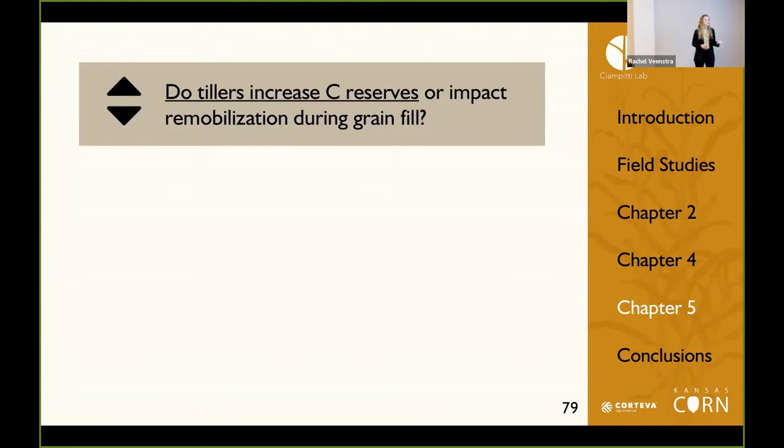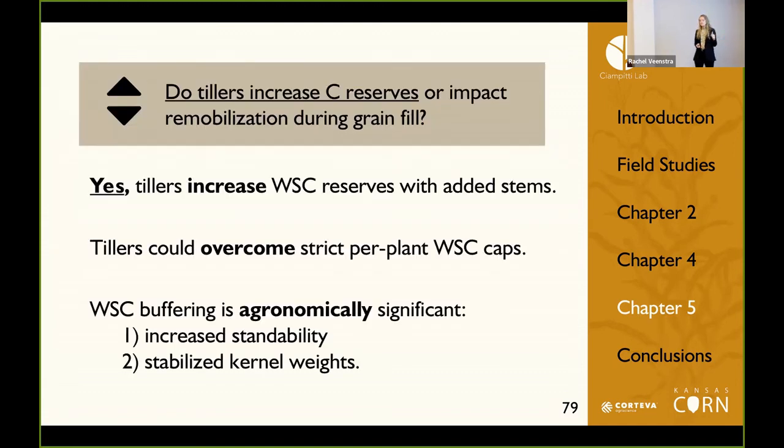So do tillers increase carbon reserves? Yes, we found that tillers increase those reserves with that added stem tissue in our lowest plant densities. The tillers could overcome those strict caps that we saw on the water-soluble carbohydrates per plant. And then this buffering of the water-soluble carbohydrates is significant agronomically, because if we have less strain on the reserves we have in those stems, it increases our standability, so we're less prone to lodging in that way. And then if we encounter stress later in the season, it can help to stabilize our kernel weights because we have more reserves to pull from.